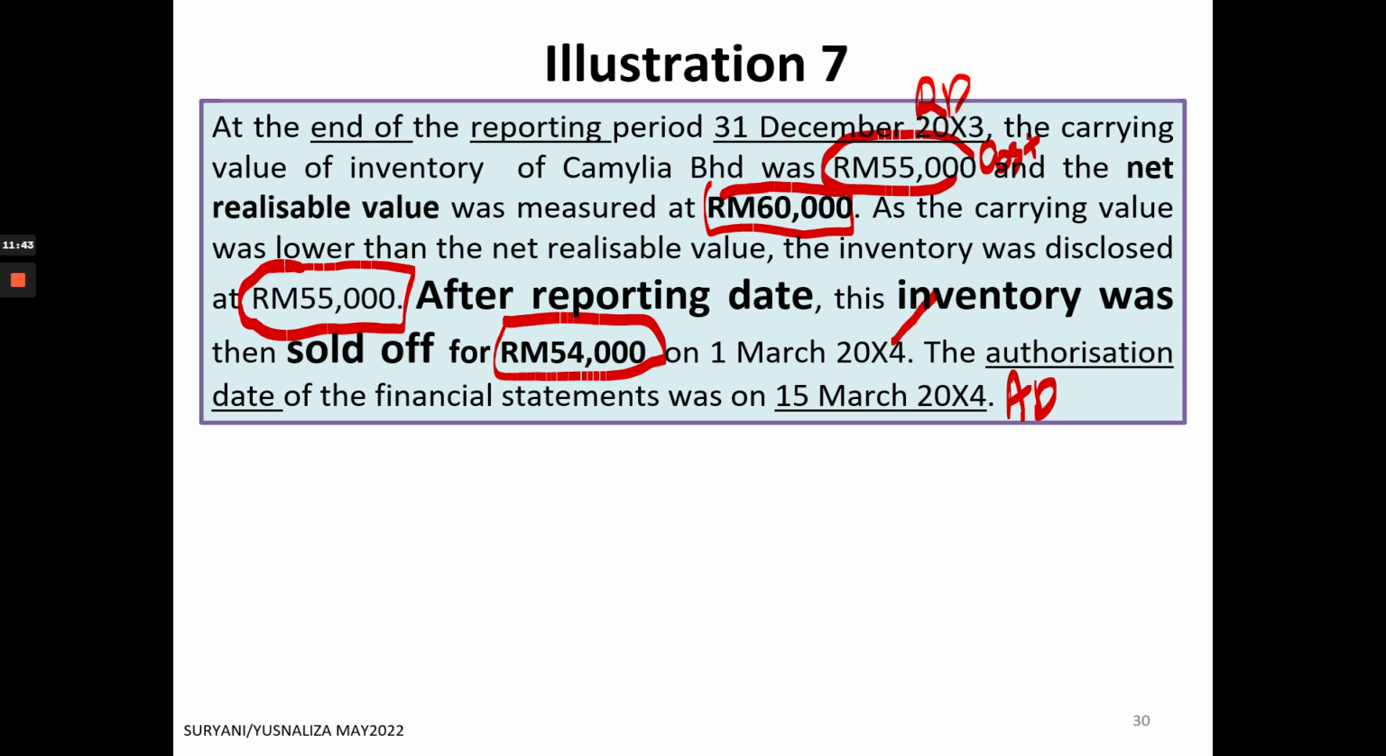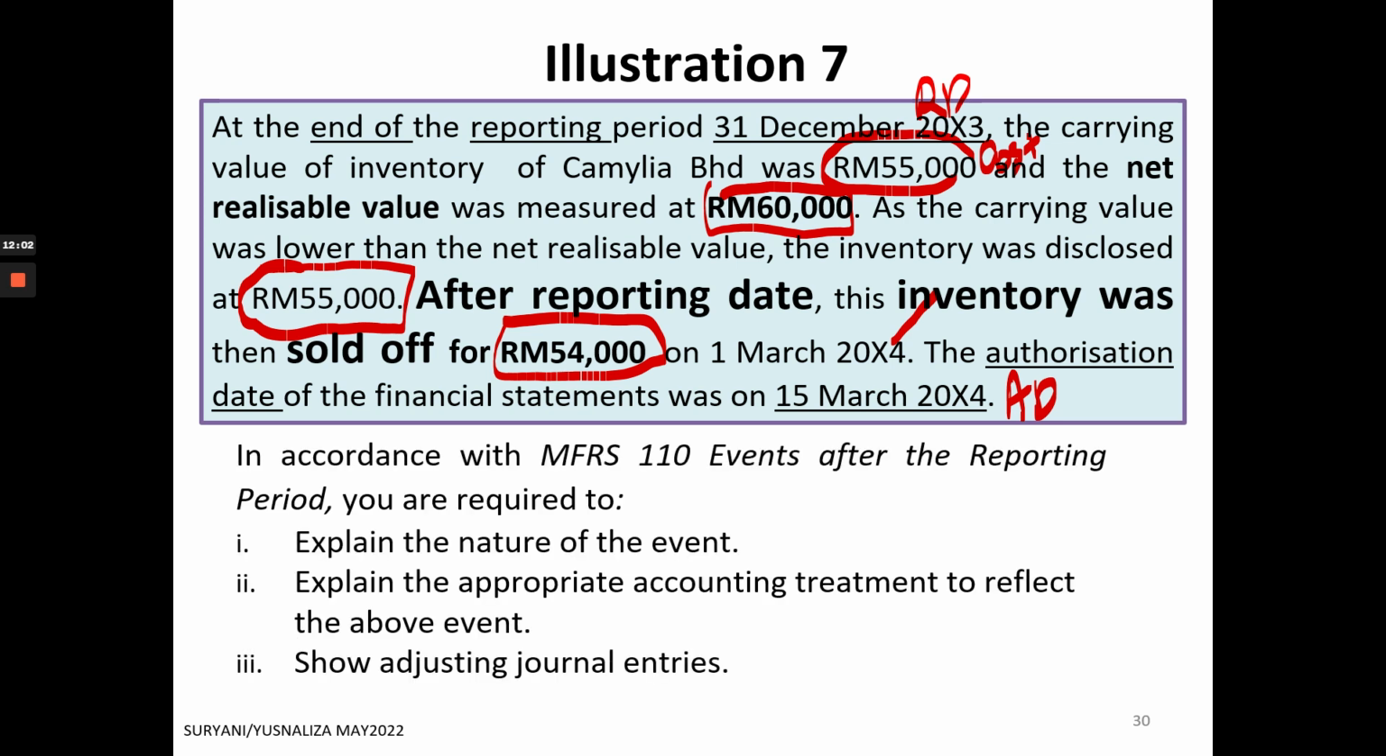So therefore you need to go and adjust the financial statement, since the carrying value of the inventory was being overstated. If you still maintain at 55,000, you need to reduce it down to 54,000, and that must be reflected in the financial statement. So let's see what you are being required here. You have to explain the nature of the event. Of course, you know this is an adjusting event.